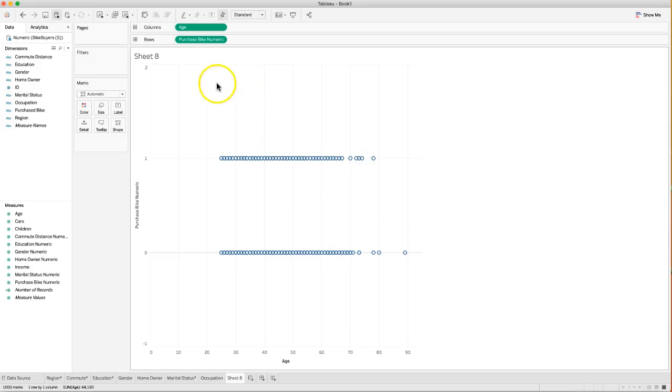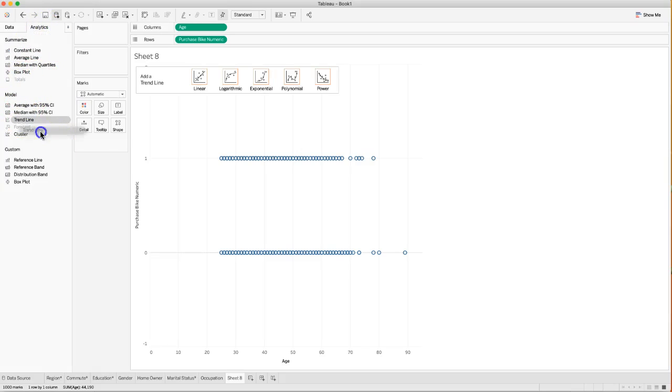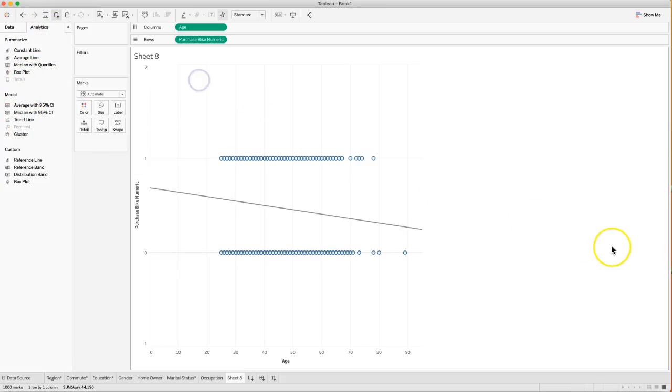Here's what I'm going to do instead. Come up here, actually over here on analytics, let's grab a trend line and drop that in here under linear. All right, this is more useful. So this says if I were to draw a line that minimizes the difference between each dot and that line. So it's a predictive line.